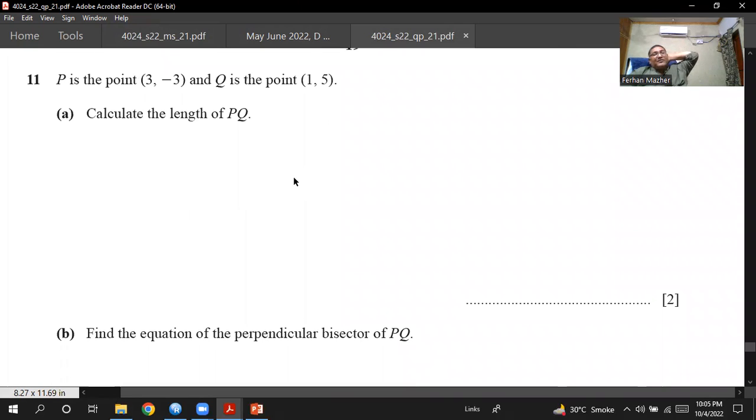It says P is the point 3, minus 3 and Q is the point 1, 5. Calculate the length PQ. If you want to find out the length PQ, it's very simple.